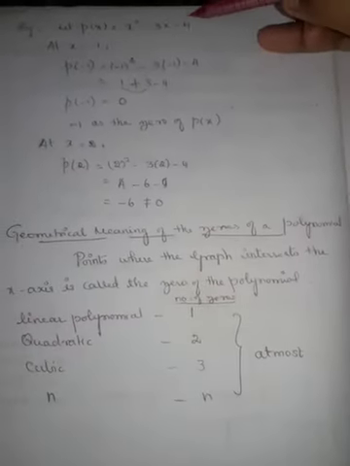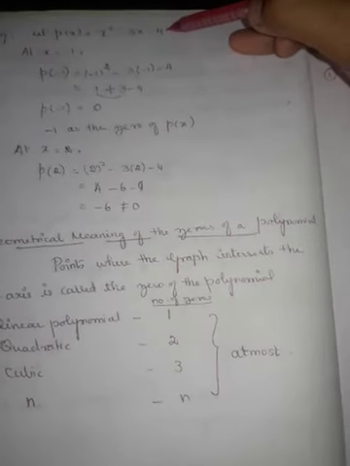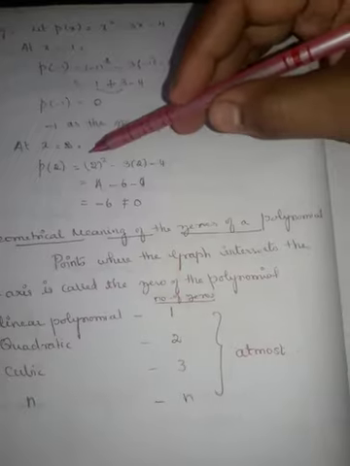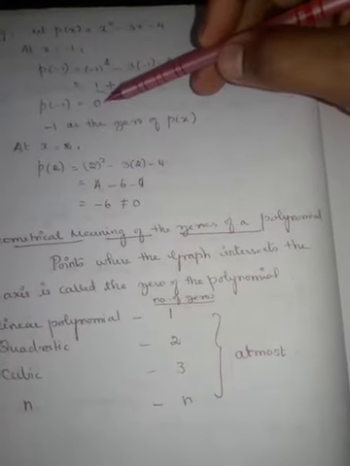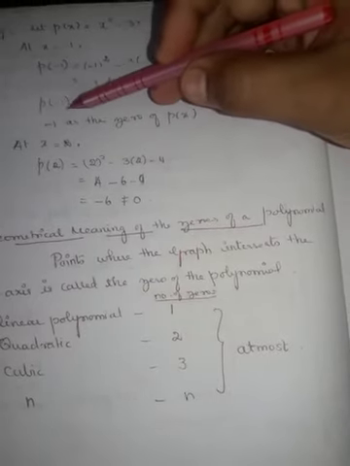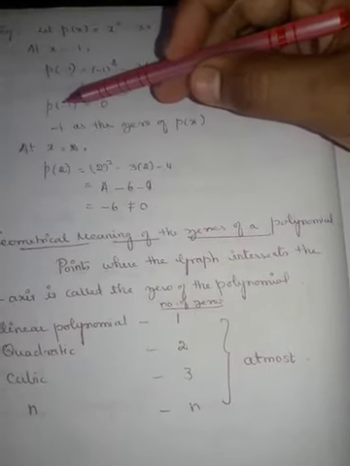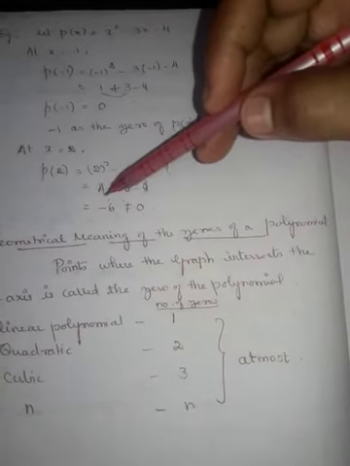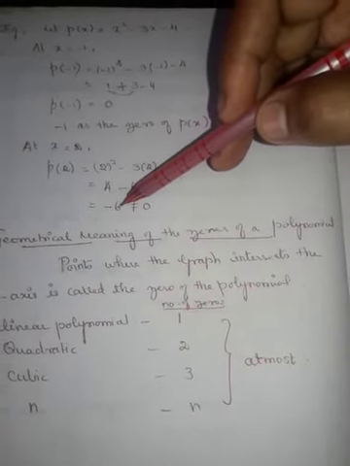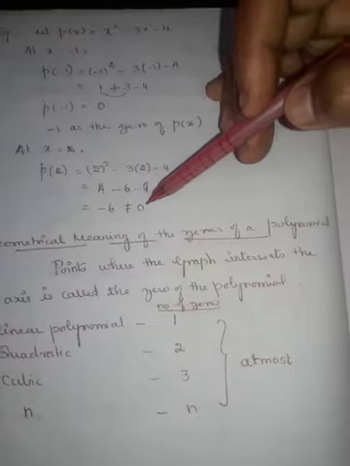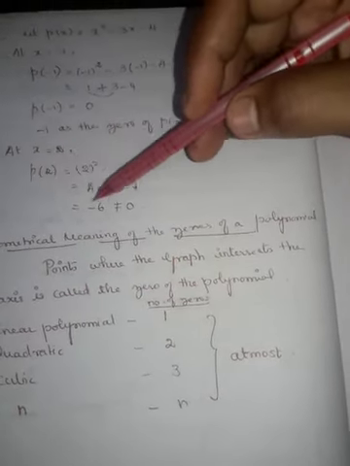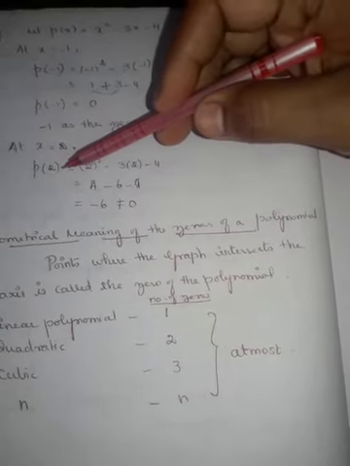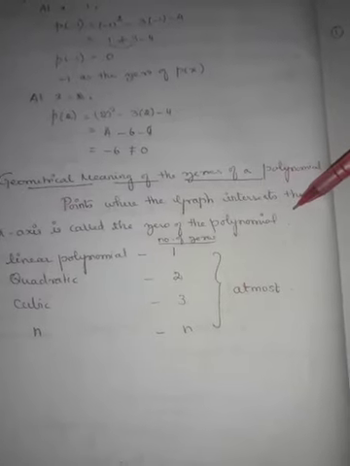We took up a quadratic polynomial, then we found the values at x equal to -1 and x equal to 2, for example, and at x equal to -1 we obtained the answer as 0. Therefore -1 is the zero of the polynomial p of x, and at x equal to 2 we obtained the answer as -6, which is not equal to 0. Therefore 2 is not the zero of the polynomial, it is just the value of the polynomial at the point 2. Next we saw the geometrical meaning of the zeros of a polynomial.